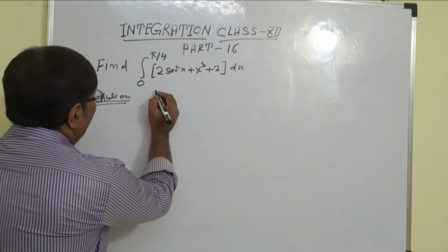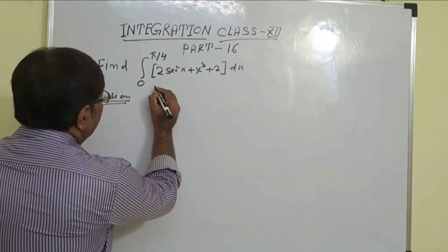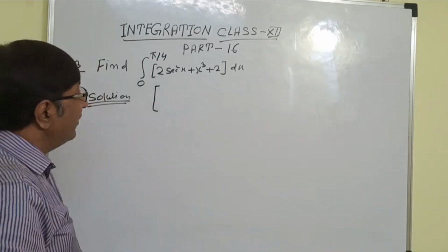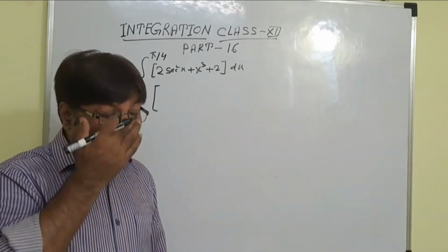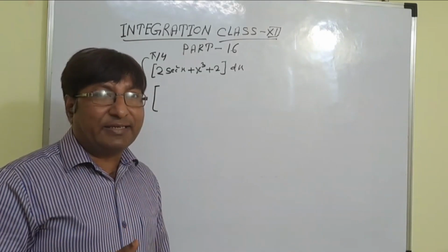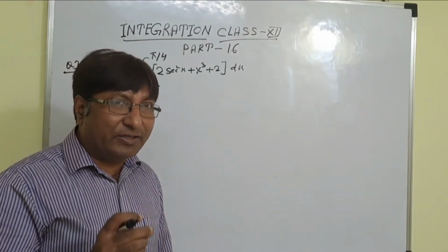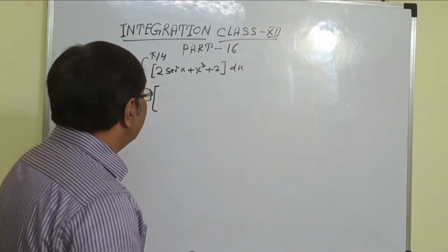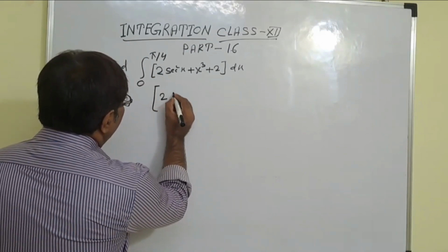So here we know integration. 2 is constant, so integration of sec square x is what? tan x, because derivative of tan x is sec square x. So integration of sec square x is tan x. So we will write here 2 tan x.